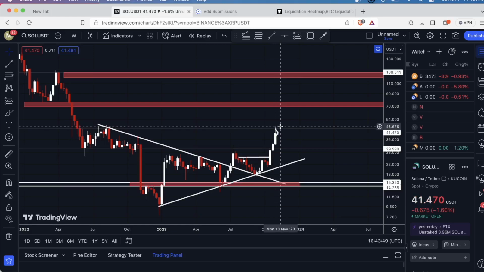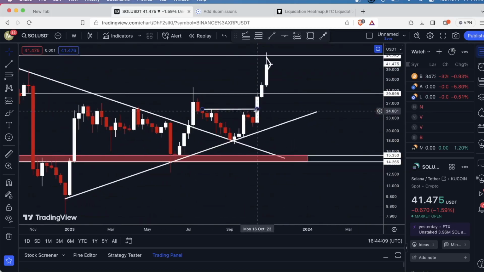I will personally be entering a long. Hopefully I don't forget about this like I did with Ripple. I will personally be entering a long and then placing a stop loss below this support level. First target again around $68 all the way up to $76.